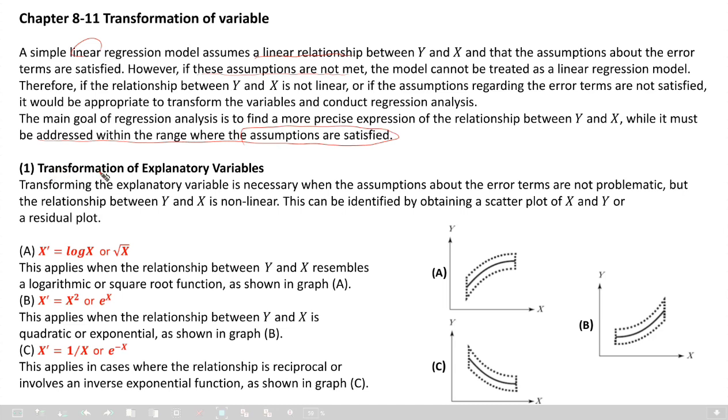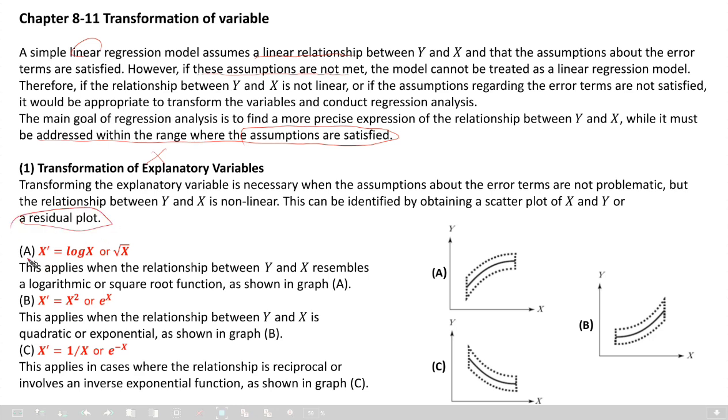First, transformation of x. Transforming the explanatory variable is necessary when the assumption about the error terms is not problematic, but the relationship between y and x is non-linear. Okay? It can be identified by obtaining a scatter plot of x and y or a residual plot. So you must check the scatter plot of x and y or the residual plot.